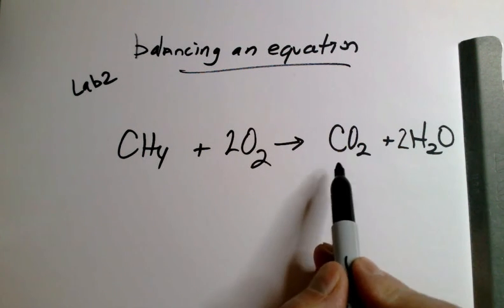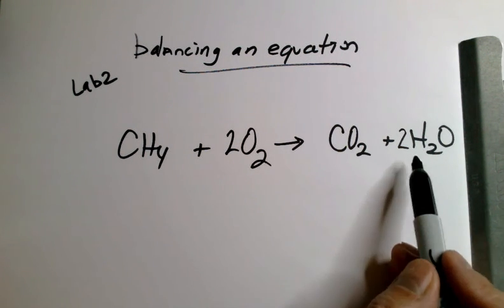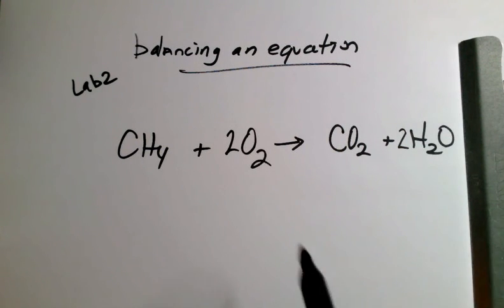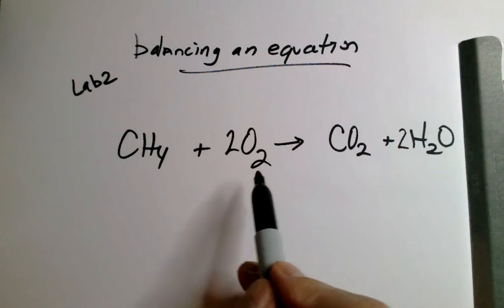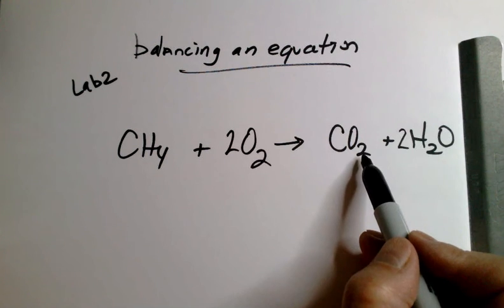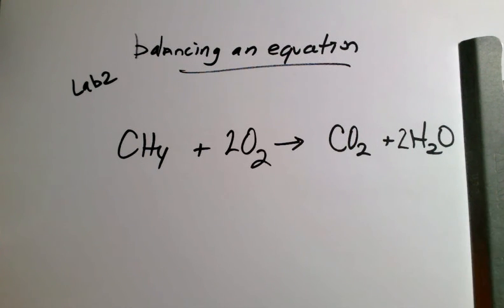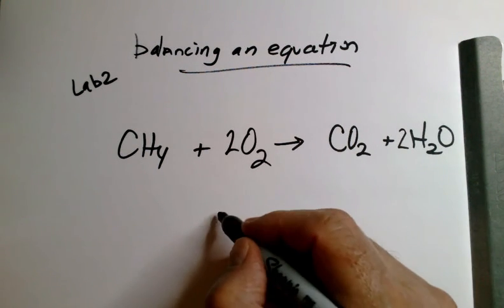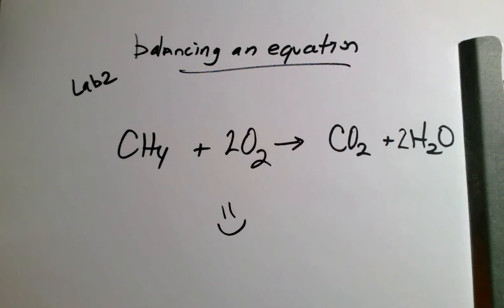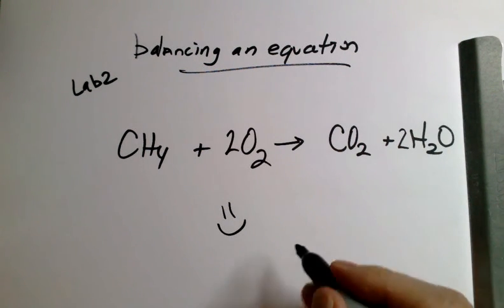Let's take a look at it one more time. One carbon, 4 hydrogens. 2 times 2 is 4. That's good. 2 times 2 is 4 oxygens. There are 2 oxygens here, and then there are 2 more over there. So, yay! You have balanced a very simple equation.